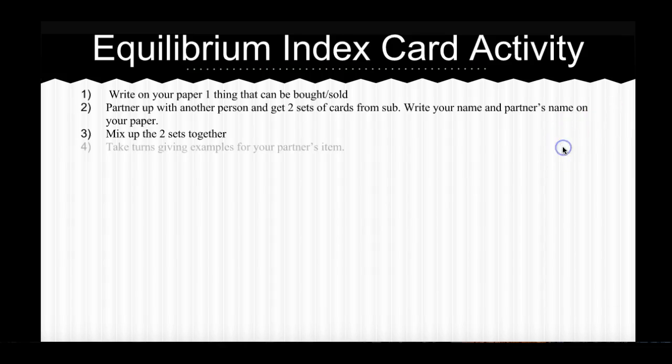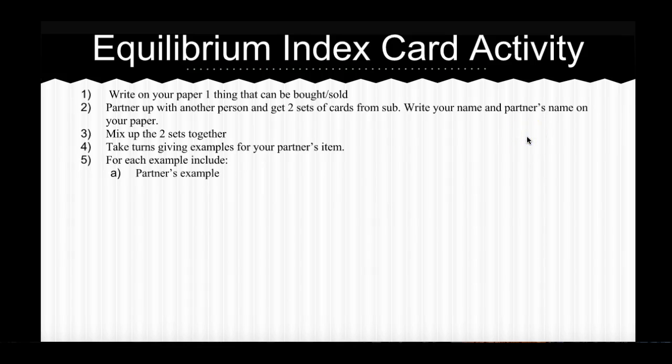Okay? And then you're going to put them face down between the two of you, and you're going to have one person draw a card, and they are going to give their partner an example for the item on their paper. Now we've done this a couple of times with demand and supply, okay, so you should be used to that. So you're going to take turns giving your examples for your partner's item. Now, every time you do this, on each person's paper, you are going to then write a few things. And this is different, so you guys got to pay attention right now.